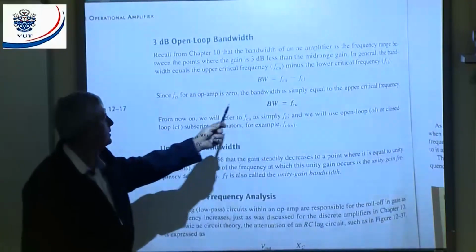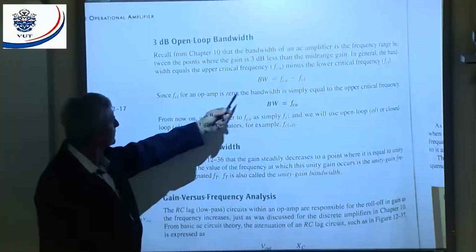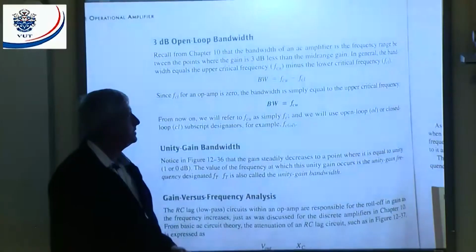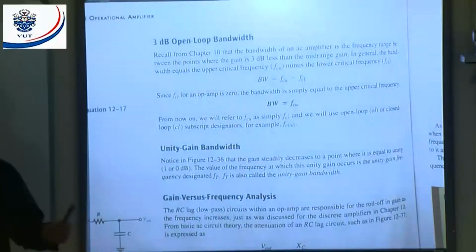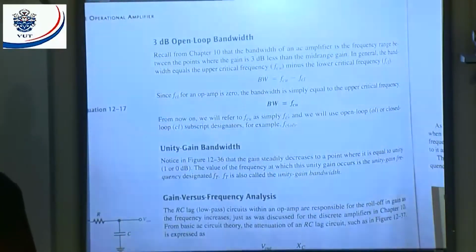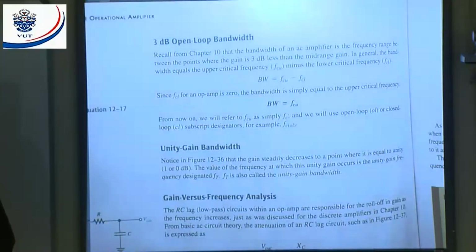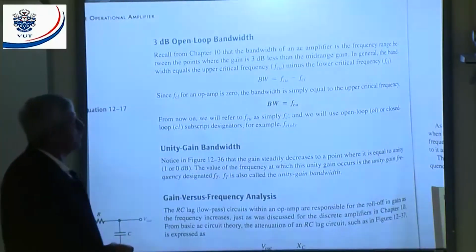All right, here they give us the unity gain bandwidth. They say, notice in figure 12.36 that the gain steadily decreases to a point where it is equal to unity, 1 or 0 dBs. That means 0 dBs is equal to 1. The value of the frequency at which this unity gain occurs is the unity gain frequency designated by FT. It's also called the unity gain bandwidth. But that is when I'm at 1 or 0 dBs, and that was right at the bottom there.